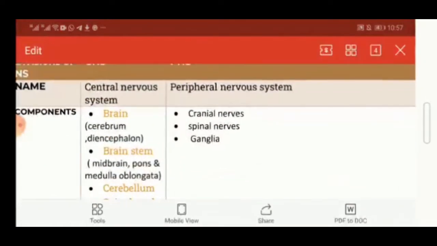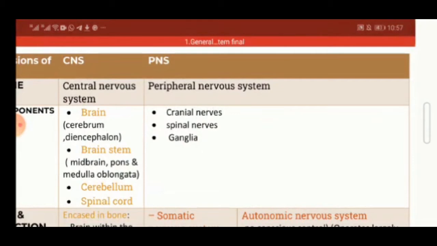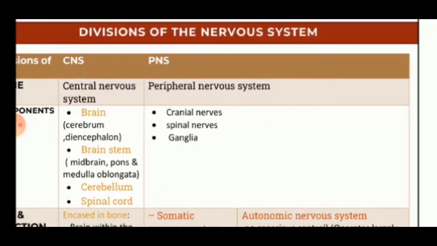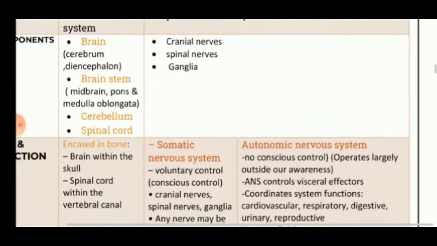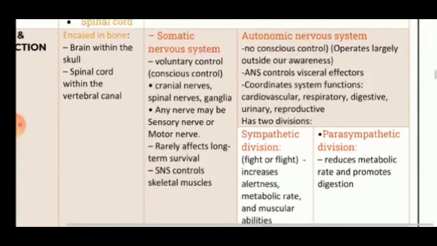The peripheral nervous system is made up of two types of nerves: cranial nerves, which originate from the brain, and spinal nerves, which of course originate from the spinal cord, plus their ganglia. Ganglia is a collection of cell bodies of nerves that are found outside the nervous system. Peripheral nervous system is made up of somatic and autonomic parts.